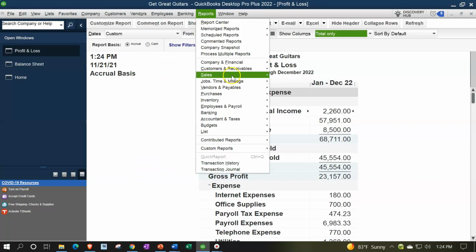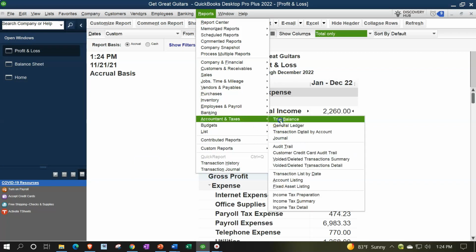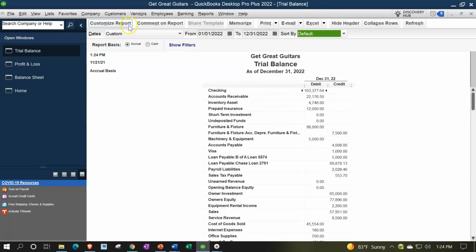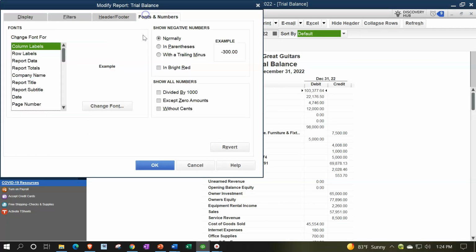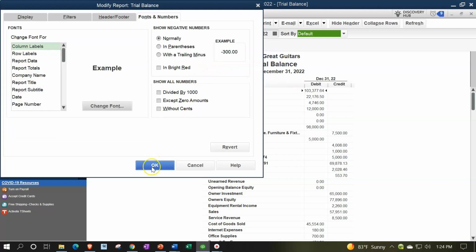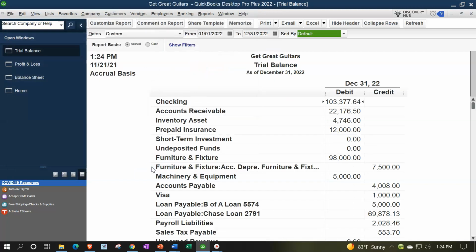Reports dropdown one more time to the accounting and taxes with the trial balance and a range change from 010122 to 123122. Customizing that report with the fonts and numbers, changing that font on up to 14. Okay, yes please, and okay. We're going to be entering the payroll now for the second month of operations. So we'll enter the payroll transaction.